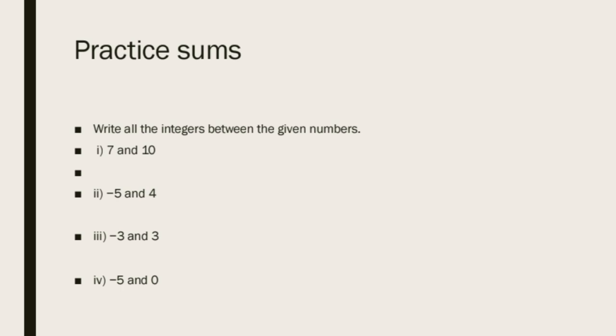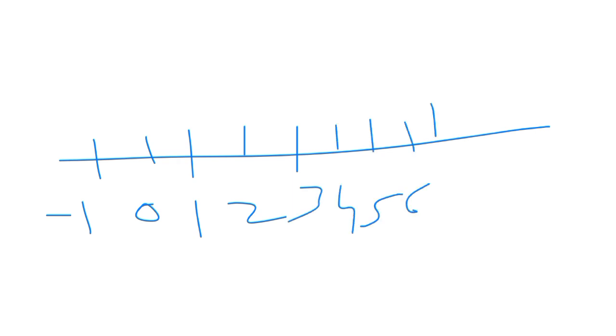Write all the integers between the given numbers 7 and 10. See the number line: -1, 0, 1, 2, 3, 4, 5, 6, 7, 8, 9, 10. See how many numbers are in between 7 and 10? 8, 9. Two numbers are in between 7 and 10.